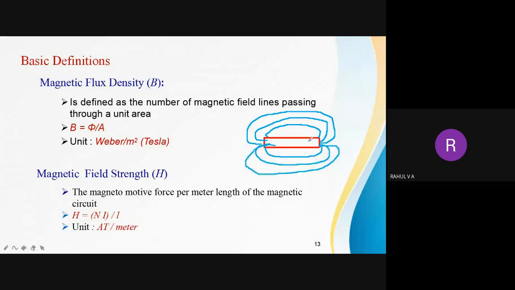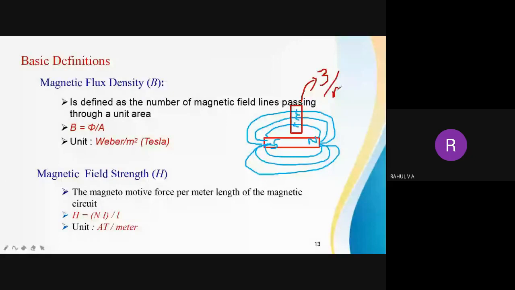So this is north pole, this is south pole, and the direction is north to south outside the magnetic material. If you assume a closed surface like this, I can say that the number of magnetic field lines passing through that area is 3. So for this particular area, 3 magnetic lines of force are flowing. I don't know the area now. If I know the area, I can calculate magnetic flux density by dividing by the total area, so I get how many magnetic lines there are per unit area.